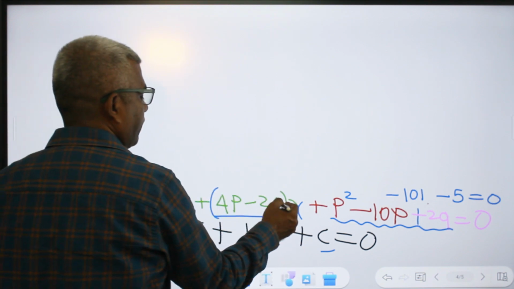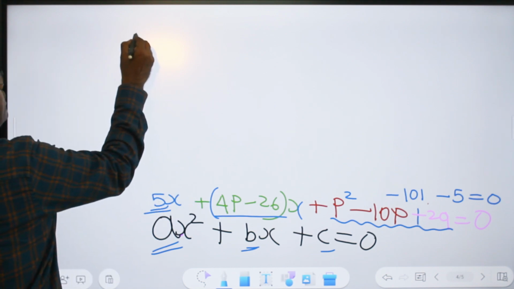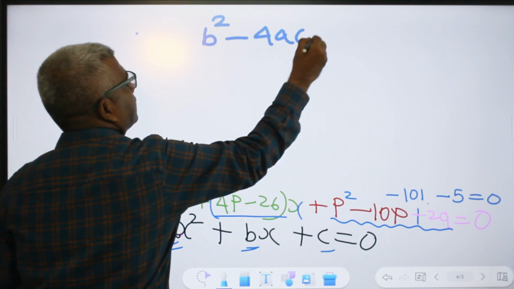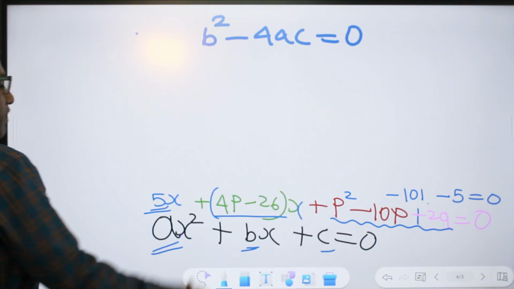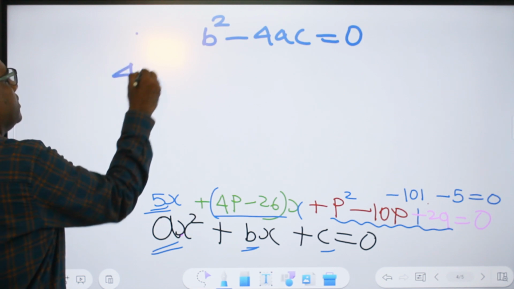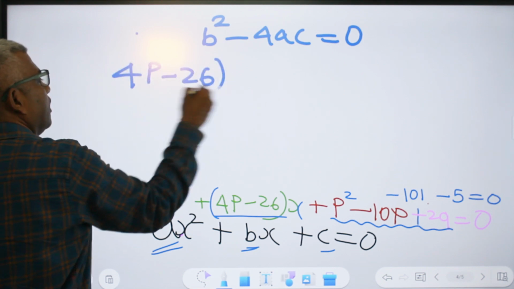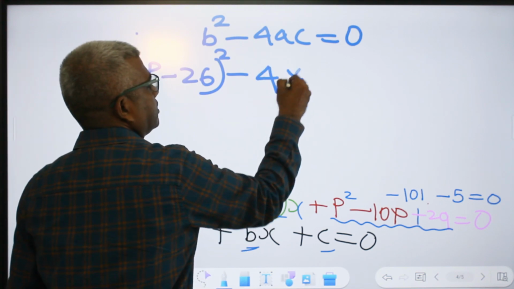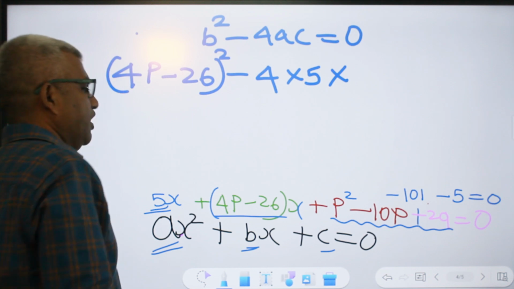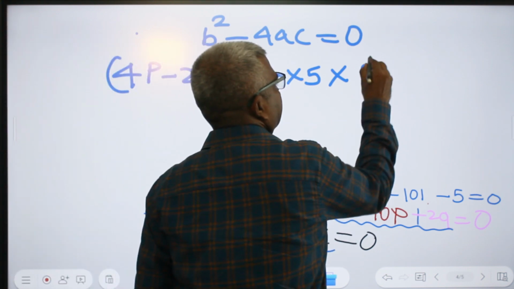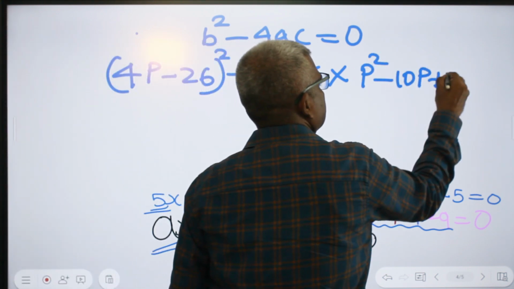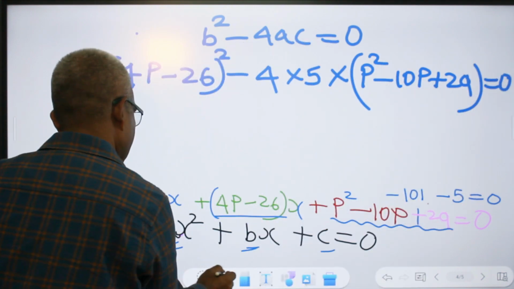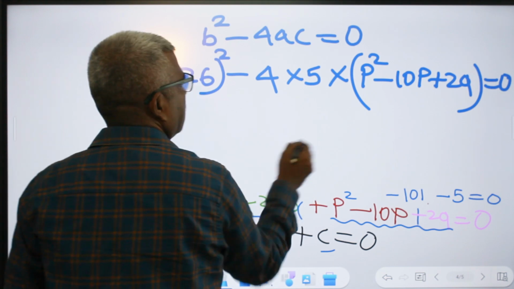Okay, what is b squared? (4p minus 26) whole square. b squared minus 4ac is equal to 0 if it is tangent. Okay, what is b? (4p minus 26) whole square minus 4, a is 5, c is p squared minus 10p plus 29, is equal to 0.